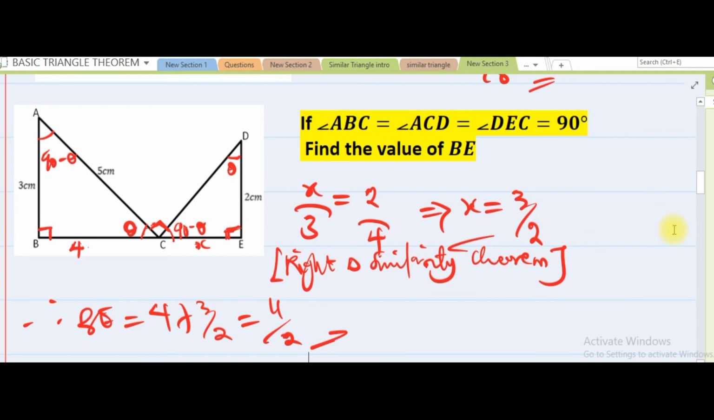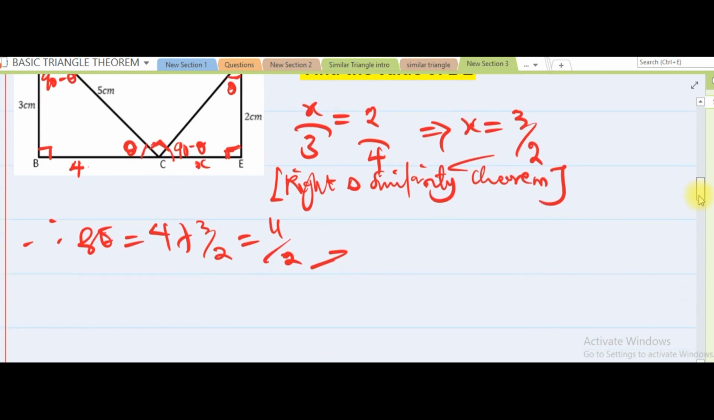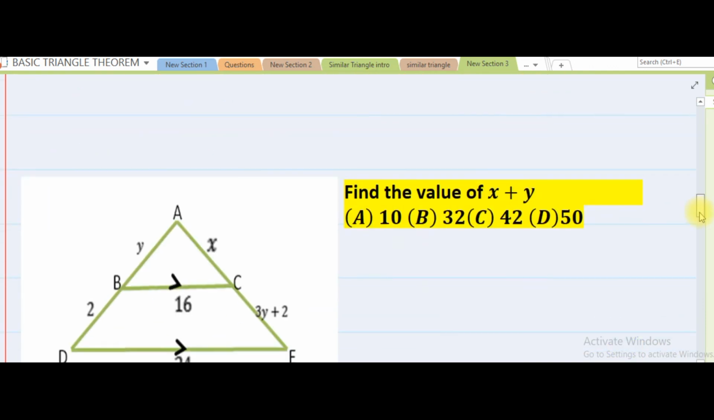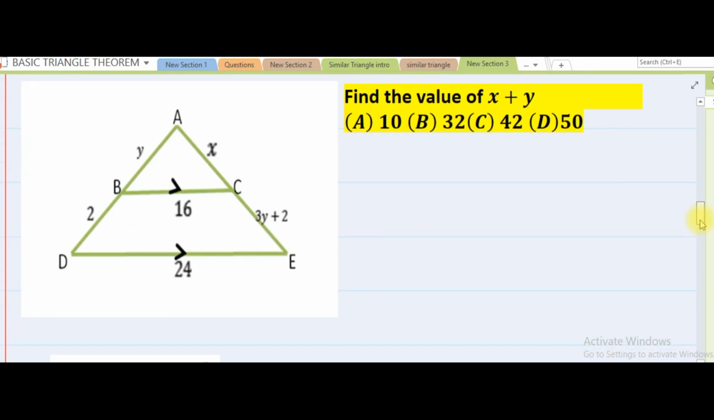So the next one, we have to find the value of x plus y.